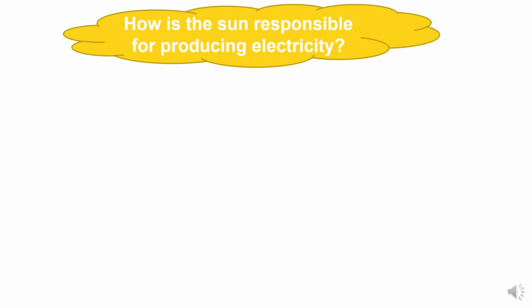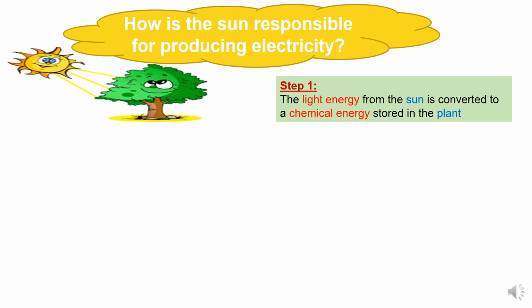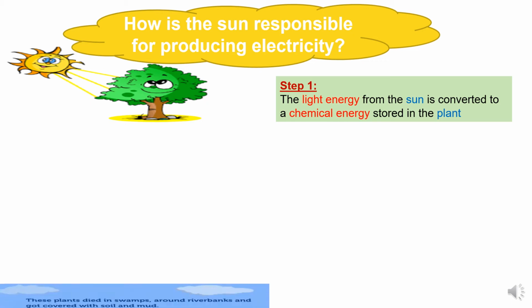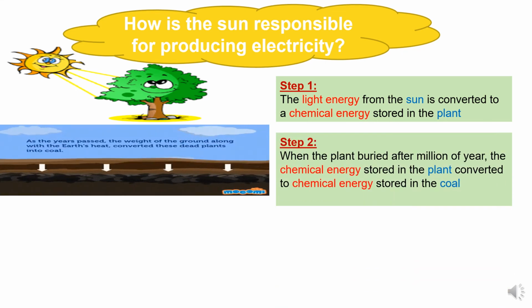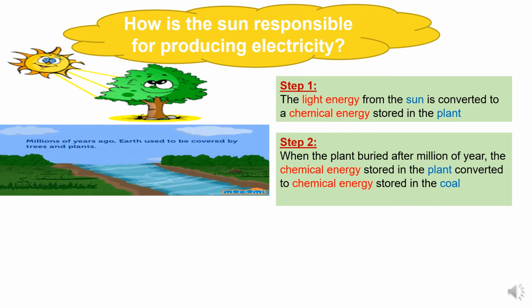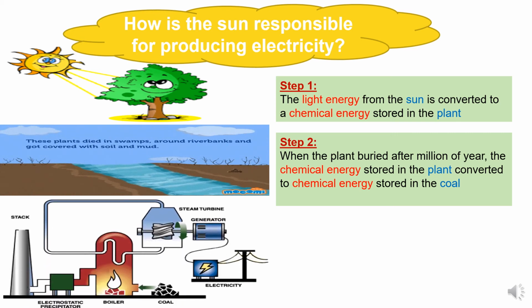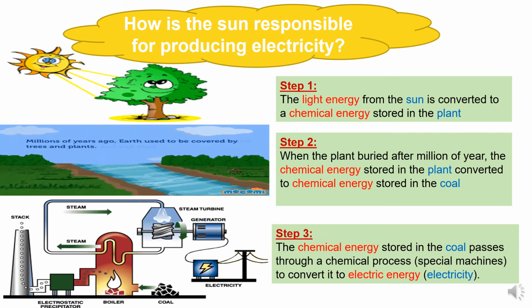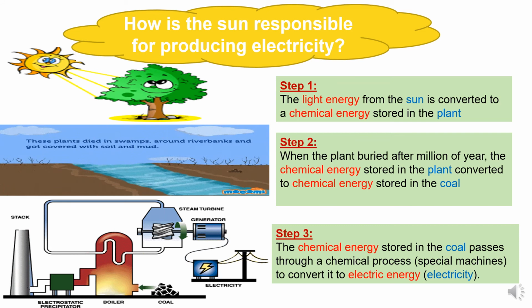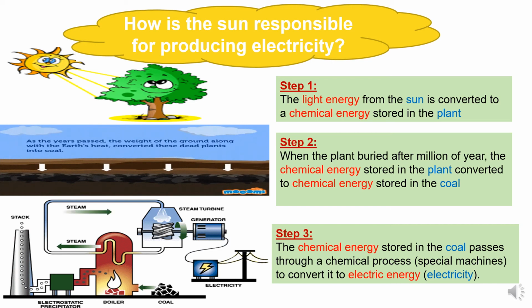How is the sun responsible for producing electricity? As we said before, the sun is the main source of energy, as light energy from the sun is converted to chemical energy stored in the plant. Then, when the plant dies and is buried, after millions of years, the plant converts to coal. So, the chemical energy stored in the plant is converted to chemical energy stored in coal. And finally, the coal passes through a process that includes special machines like turbines and generators, so the chemical energy stored in coal is converted to electric energy. This is how we generate electricity from the sun.